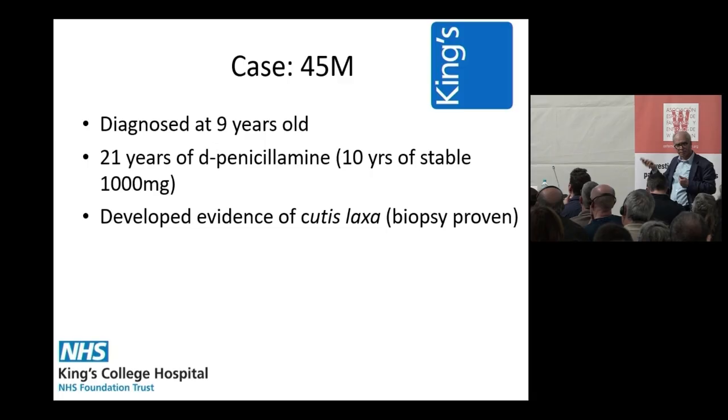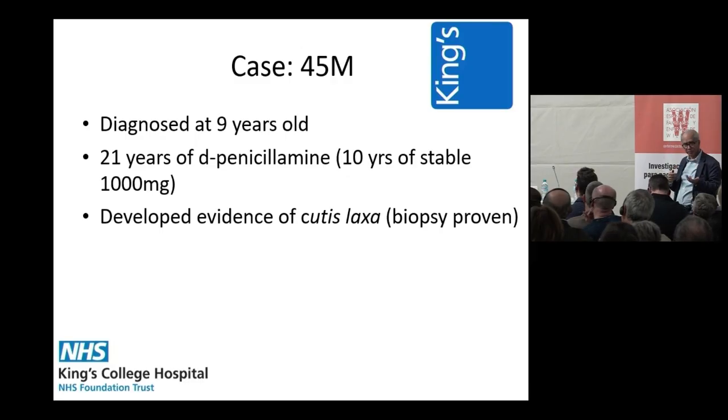So I'm going to describe to you a case of a 45-year-old male who came to my clinic at King's, who was diagnosed at the age of 9. And he was diagnosed because his elder brother also had Wilson's disease, and he was not doing very well at school. And I've heard today from a number of people who I've talked to that sometimes, even at the age of 9, the diagnosis can be delayed because children are not performing well at school. Anyway, he was diagnosed at the age of 9.